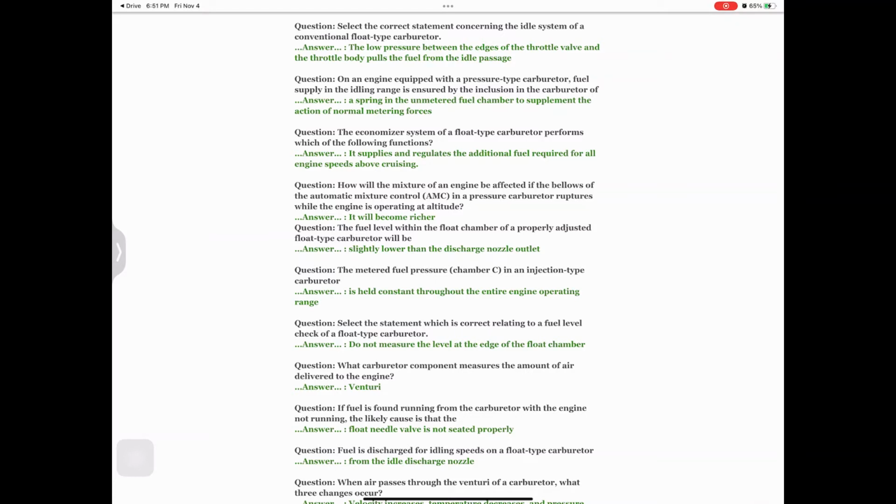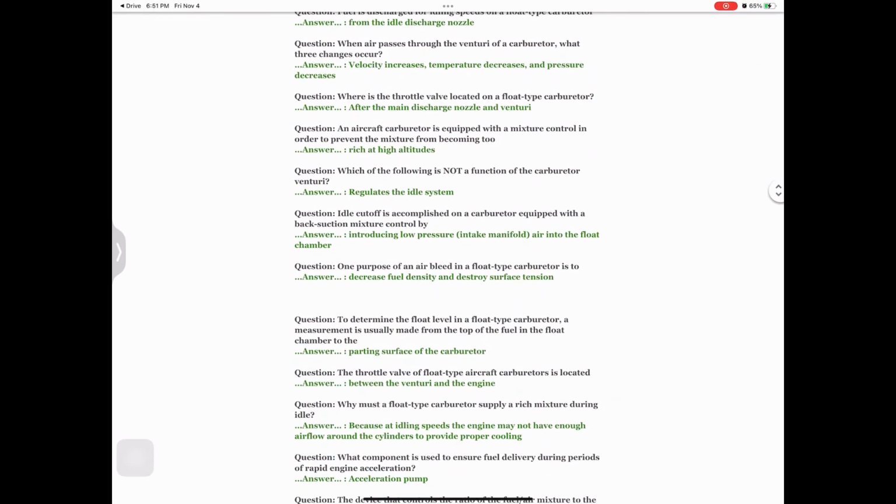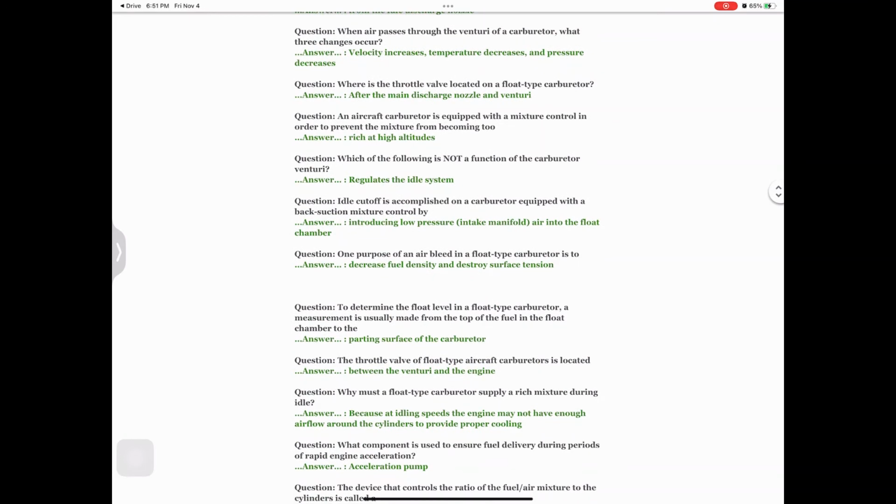Question: fuel is discharged for idling speeds on a float-type carburetor. Answer: from the idle discharge nozzle. Question: when air passes through the venturi of a carburetor, what three changes occur? Answer: velocity increases, temperature decreases, and pressure decreases. Question: where is the throttle valve located on a float-type carburetor? Answer: after the main discharge nozzle and venturi.